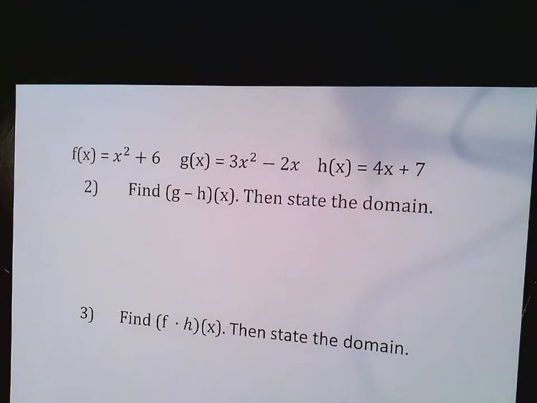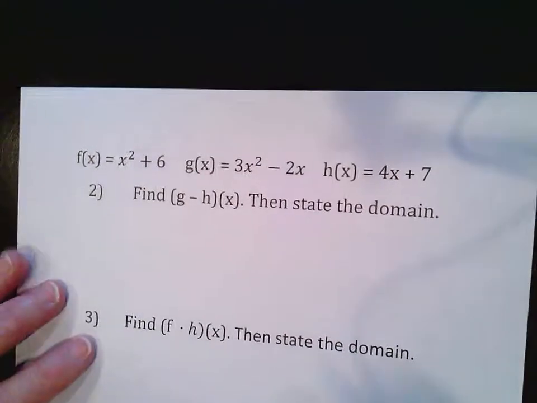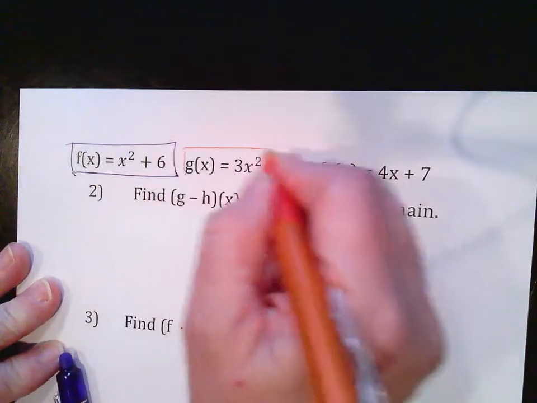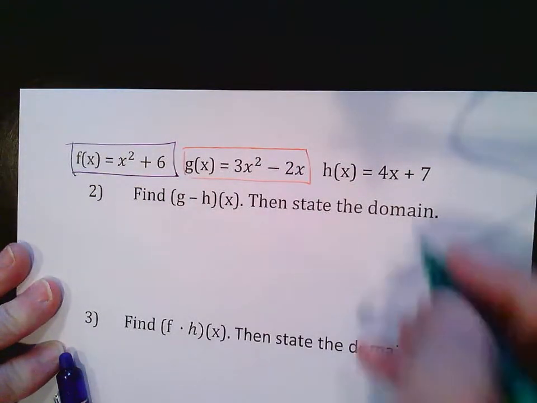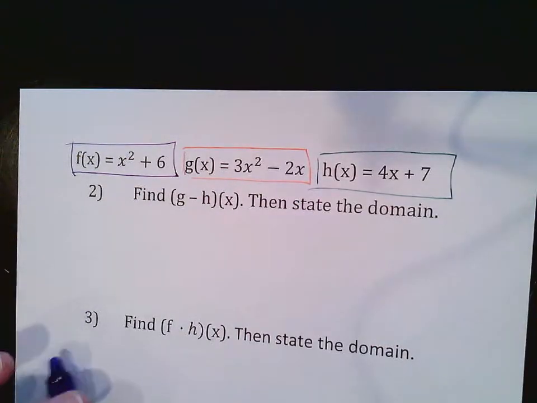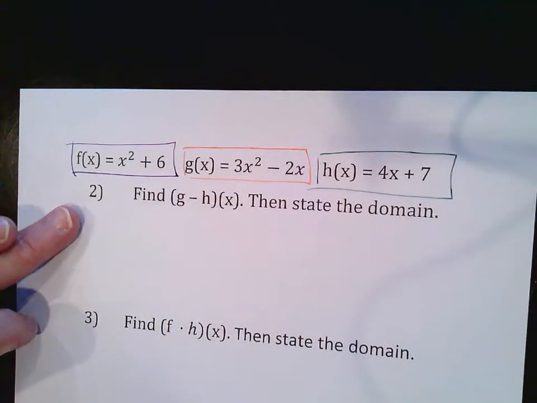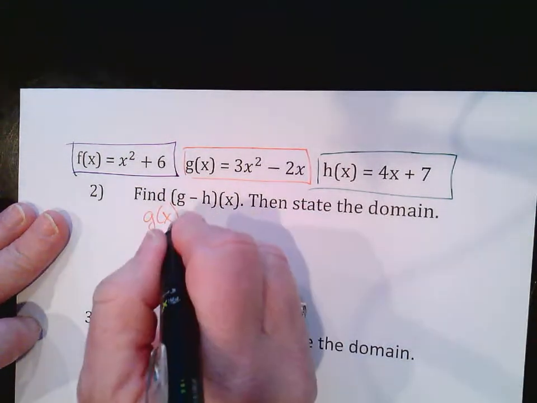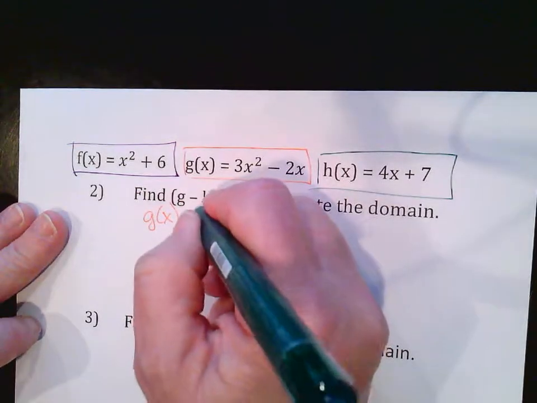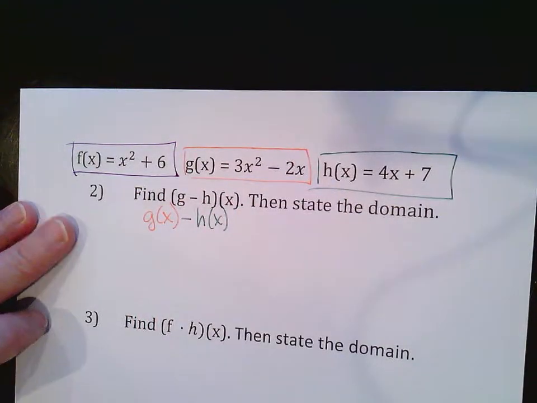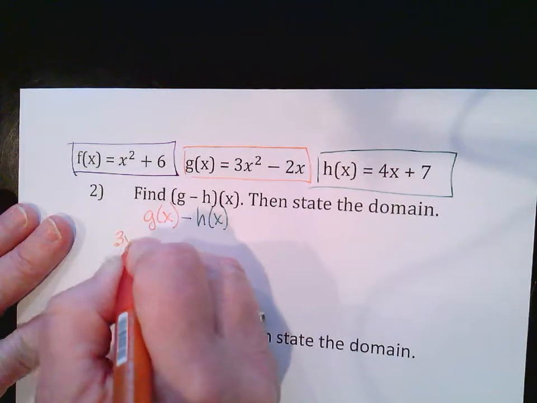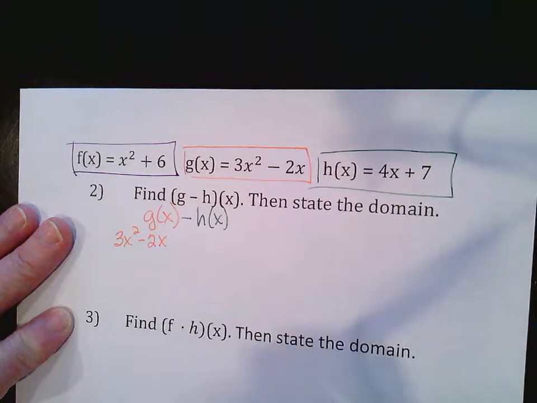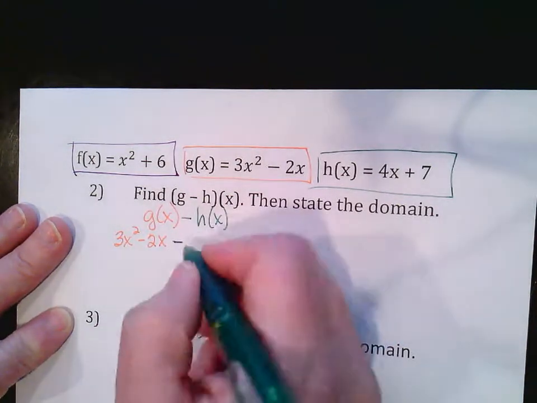The next page, we have the same things, and I'm still going to keep the same color system: purple, orange, and green. Now we're subtracting G and H. That means I'm going to take G of X and I'm going to subtract H of X. So my G of X is 3x squared minus 2x, and it's minus my H of X, which is 4x plus 7.